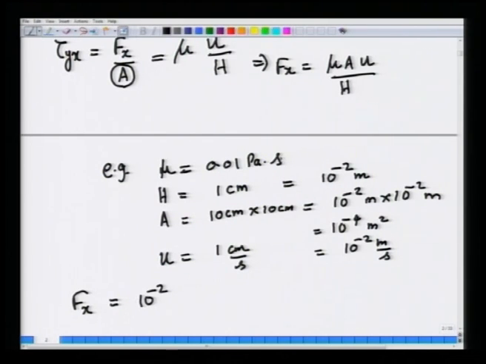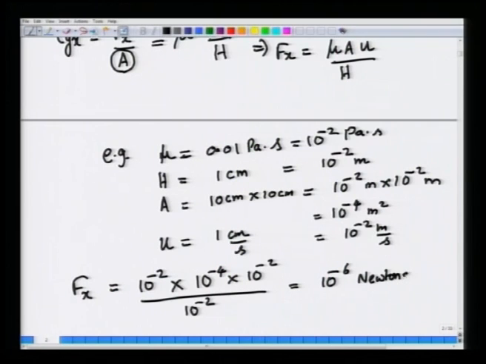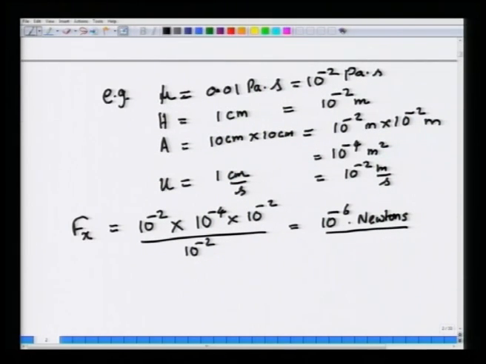If you substitute everything in that expression, F x is mu, which is 0.01 Pascal second, or 10 to the minus 2 Pascal second, times area, 10 to the minus 4, times velocity, 10 to the minus 2, divided by h, which is 10 to the minus 2. So, this is about 10 to the minus 6 newtons. If the area is just this small amount, then this is the force that must be exerted to move the belt at a constant velocity.